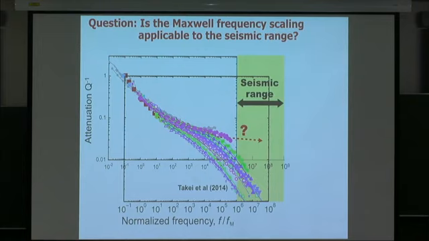And so the behavior at high normalized frequency cannot be fully captured by the Maxwell frequency scaling, and so the answer to this question is no. And for the seismological application, we have to clarify the rule of this variation.